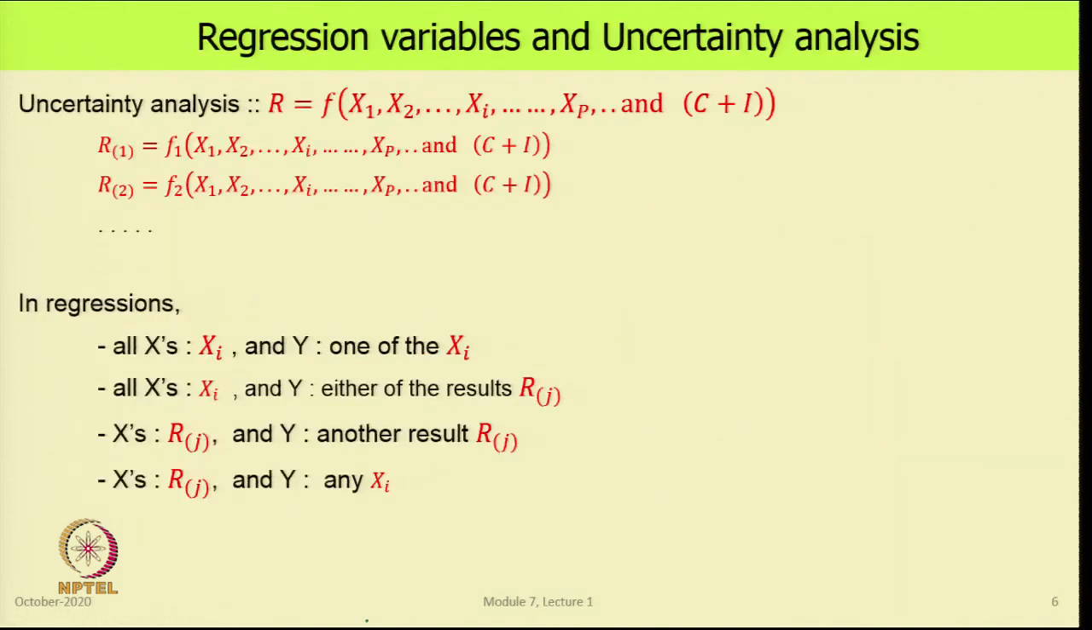So, now let us connect that we have done regression, we are doing regression now, and we have already done uncertainty analysis. What is the connection between these two? From an experiment we have seen that this is the basic nature of our formula. We said that R is expressed as a function of x1, x2, xi, and so on, xp, and some constants and independent numbers. Now, what we meant is that x1, x2 and all these xp were independent parameters.